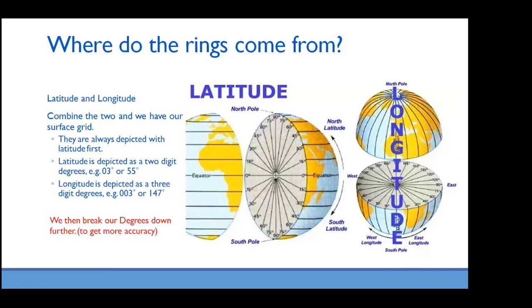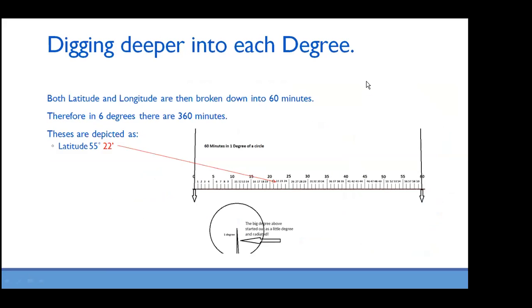We then break that down further, because obviously that's not terribly accurate. So we get more accurate by breaking it down further. Both latitude and longitude will have 60 minutes in them. So if that's 1 degree of latitude or longitude, it doesn't matter, and you can see one tiny little degree, we put in then 60 minutes. Where I'm pointing now would be 50, if it's latitude, 55 degrees, arbitrary number. That would then be 22 here. There's your 25, there's your 30. That would then be described as 55 degrees, 22 minutes.